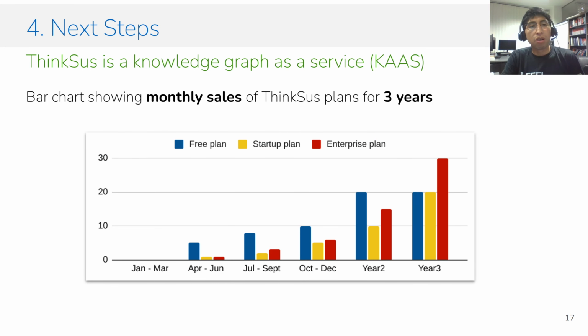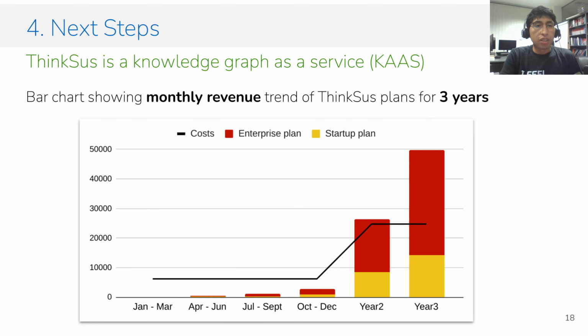So we are also forecasting how we could see the monthly sales of ThinkSus over the next 3 years. Also, we are showing a bar chart of the monthly revenue trend of ThinkSus plans for 3 years. Basically, we are comparing what we could earn versus the cost that we are facing during this period of time. And with our plan, in year 2 and year 3, we are already earning from the services that we are providing with ThinkSus.